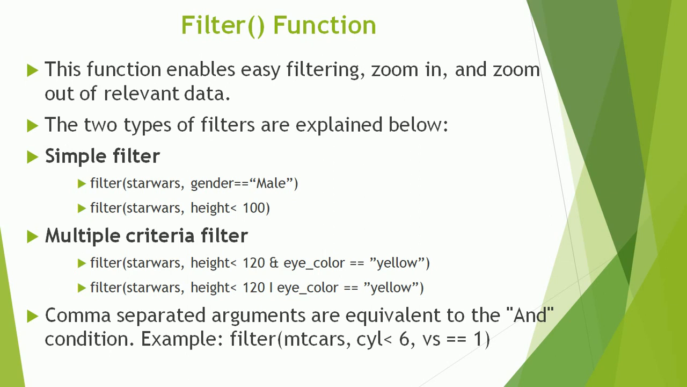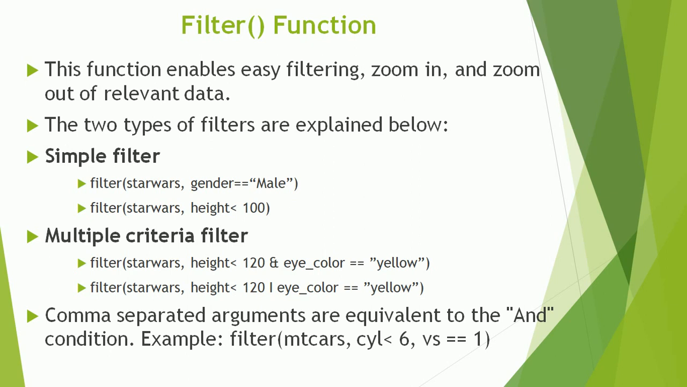The next that you have is the filter function. So this function enables easy filtering, zoom in and zoom out of your relevant data. And ideally over here you have two types of filters. They are called a simple filter and a multiple criteria filter. So when you are filtering only by way of one criteria, it is called a simple filter. If you have more than one criteria, it is called a multiple criteria filter.